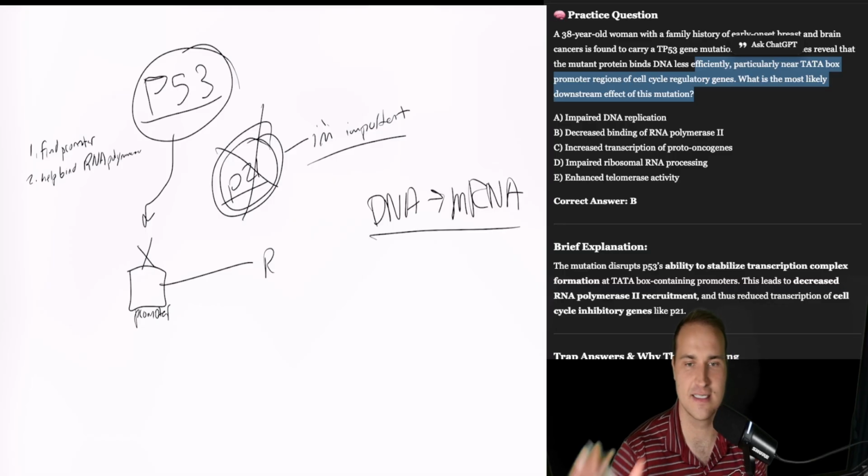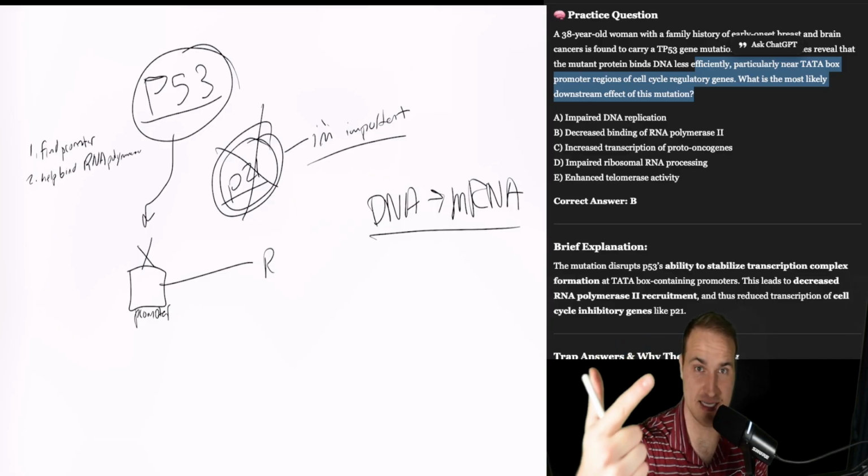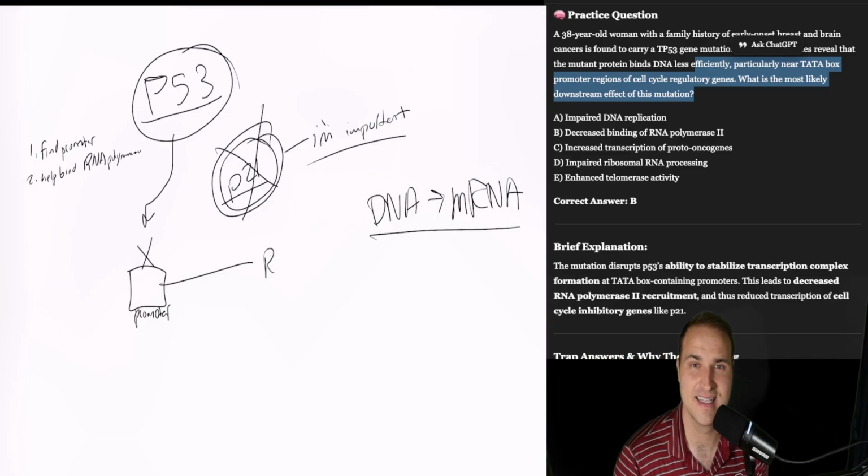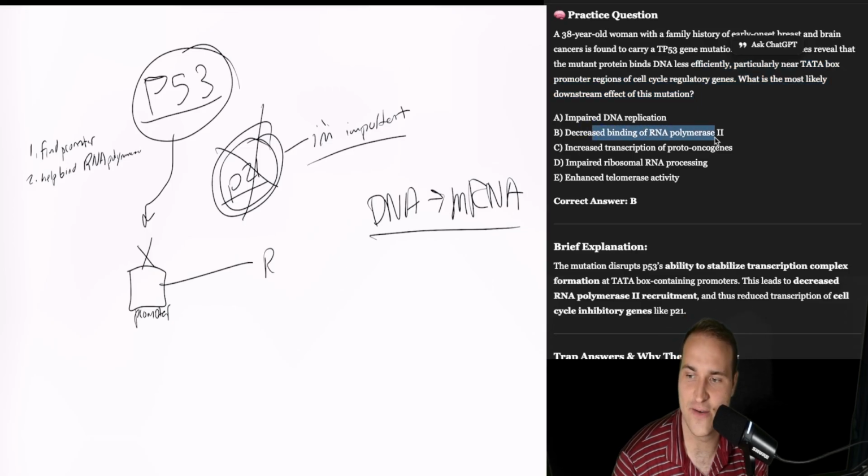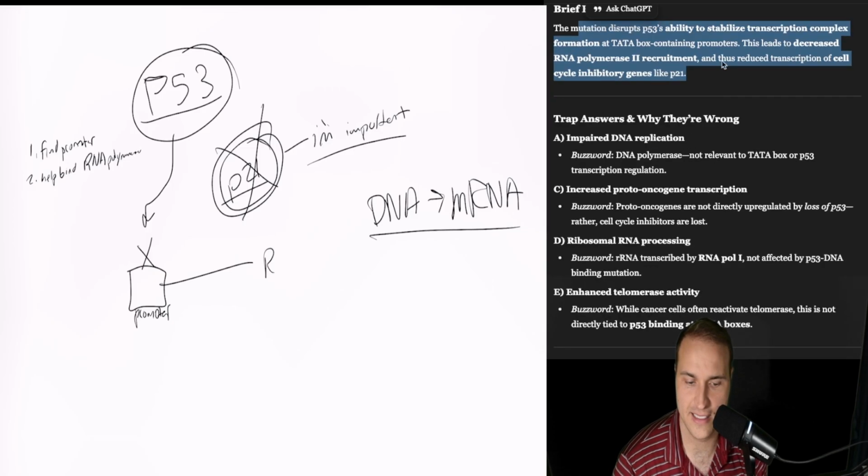And so just a test question tip here. On test day, if they mention P53 mutation, TATA box, or transcription being messed up, then the answer is probably going to be a decreased binding of RNA polymerase. And that's the reason why it's decreased binding of RNA polymerase 2. And you can also pause and see all these reasons why the other answers are incorrect.